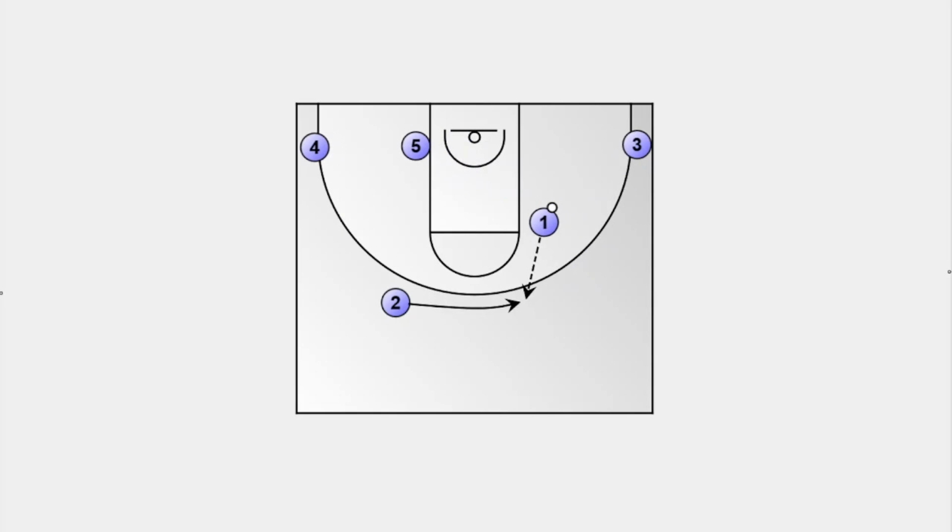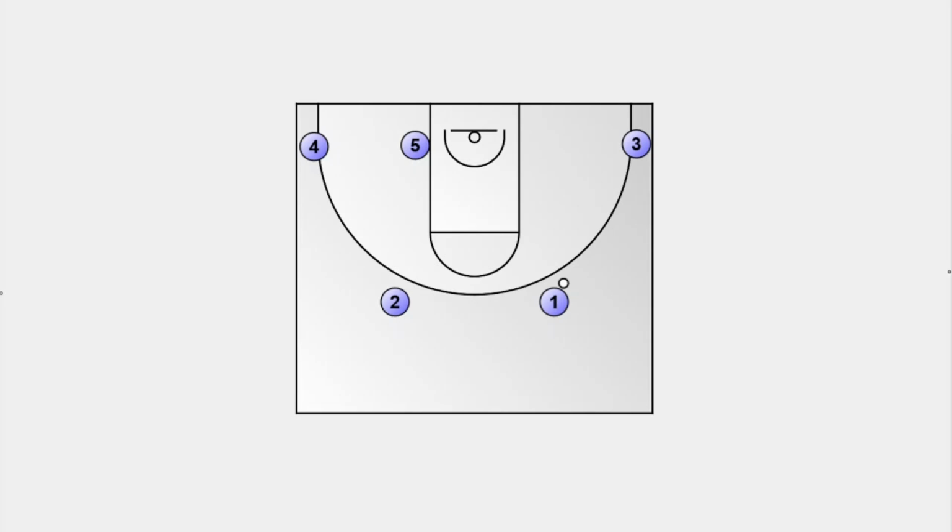If none of these options are open, the ball handler can pivot and pass to player 2 who fills the ball handler's original position. This allows player 1 to clear out to the weak side corner while player 4 moves up to fill the other top position.